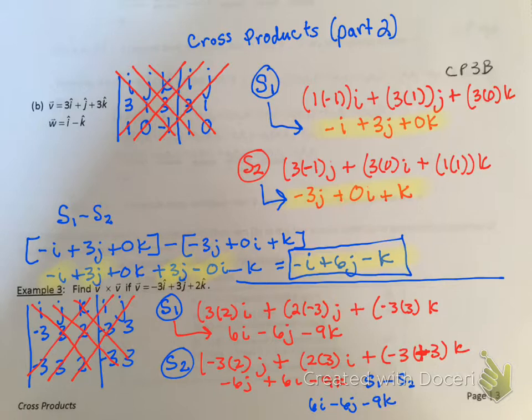Alright, and I'm going to take the negative sign through S2. So it makes all the signs different. So instead of a negative 6j, I have a positive 6j. Instead of a positive 6i, I have a negative 6i. Instead of having a negative 9k, I have a positive 9k. So what happens is everything cancels out, because negative 9k plus 9k is 0. 6i minus 6i is 0. Negative 6j plus 6j is 0. So when you cross a vector with itself, you get 0. That is the answer. Alright, we're ready for the next page here.